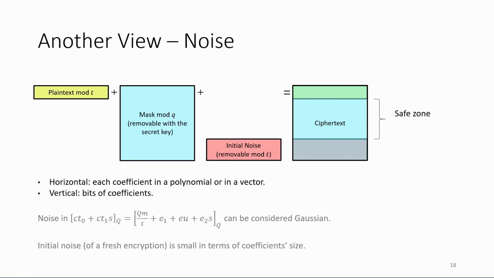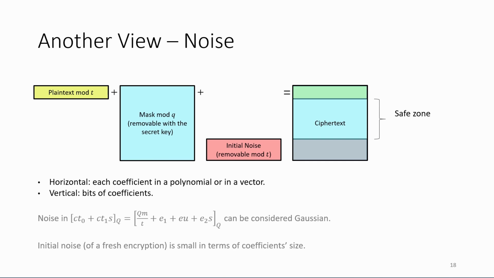Another view is that this is your plaintext. This is the mask modulo Q, for example, A times S. This part is removable with the secret key during decryption, but it's a huge noise. So horizontally, this is degree 0 to degree n minus 1.